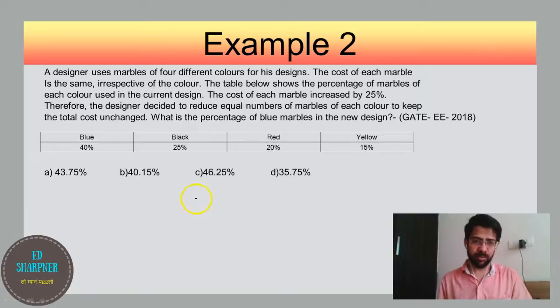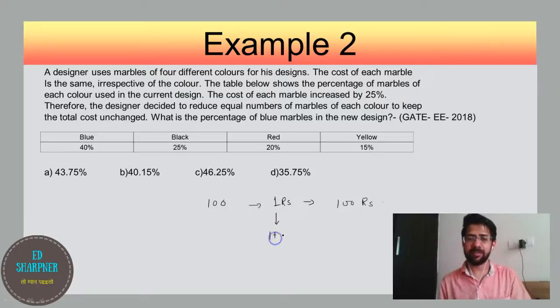So let us do this problem. We do not have the total number, so let us assume we have 100 marbles, each costing 1 rupee. Alright, so our budget is 100 rupees. Now what happens is this cost was increased by 25%. Increased by 25% means in the original cost, the cost addition was of 25%.